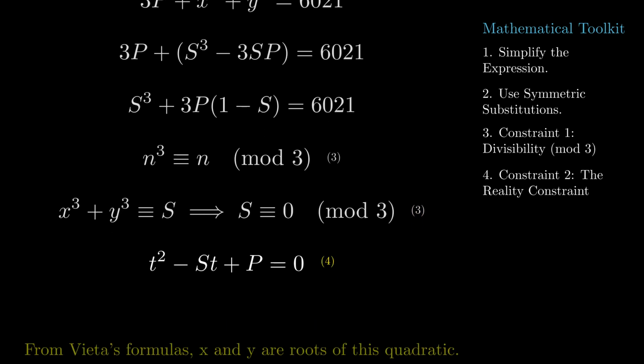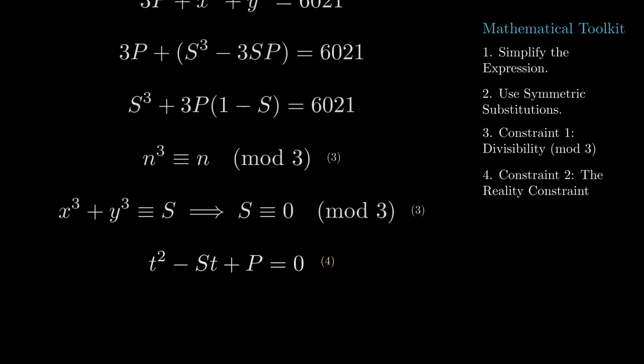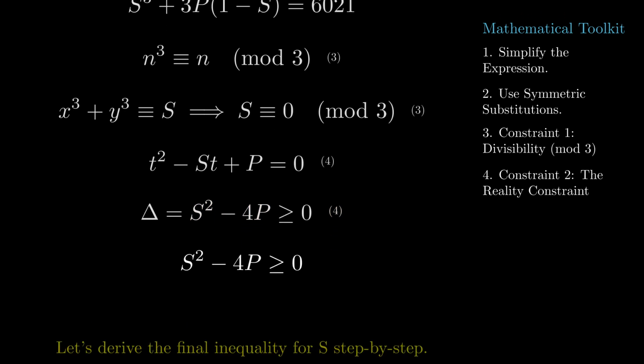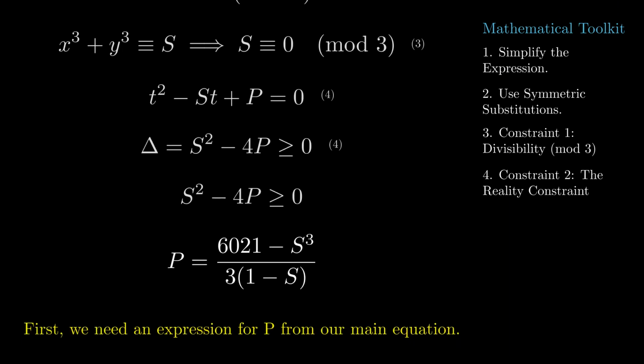Our next tool comes from the theory of polynomials, specifically Vieta's formulas. They tell us x and y are the roots of the quadratic t squared minus st plus p equals 0. For these roots to be real numbers, the discriminant must be non-negative. We'll call this our reality constraint. Let's begin the derivation. We start with the inequality s squared minus 4p is greater than or equal to 0.